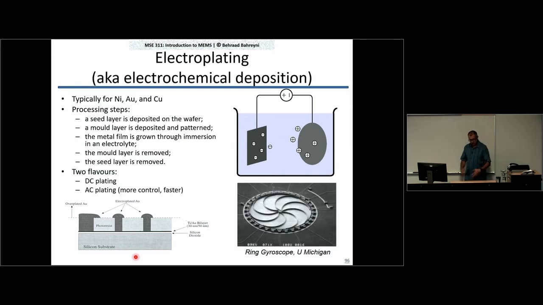And here is an example of a gyroscope that was made using an electroplated film of nickel. The typical materials that we electroplate are nickel, copper, and gold, with nickel being the most common one. The reason for that is that we can actually have nickel layers that are fairly low stress. With most other metals, we have some stress in the film after the electroplating.